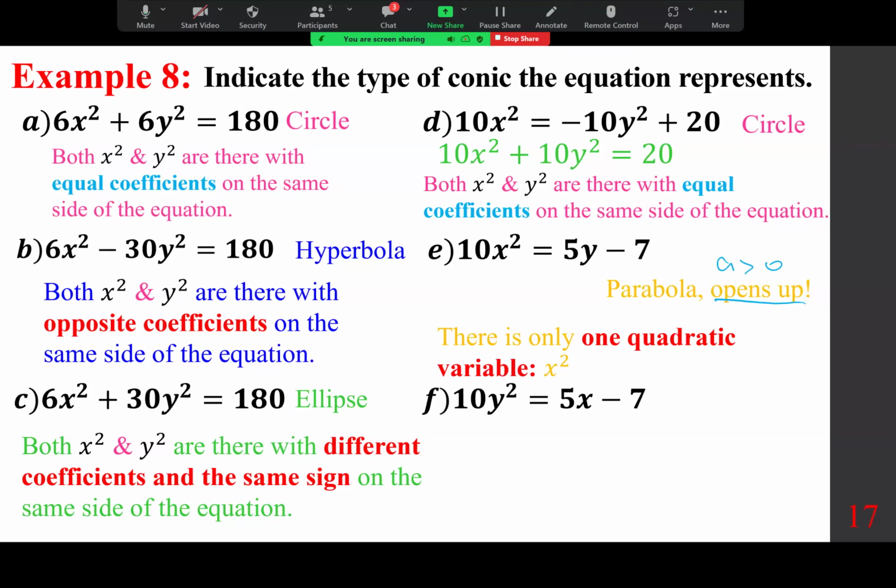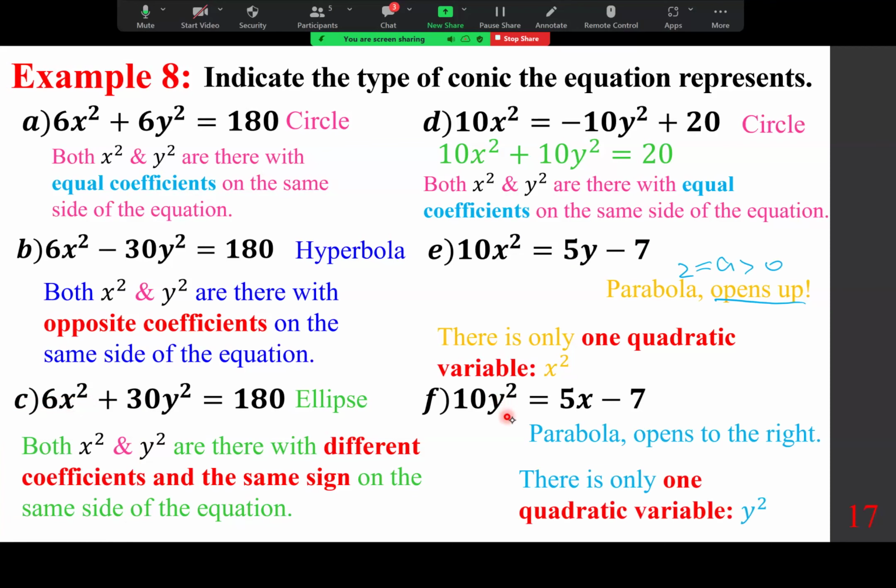In fact, if you move the 7 and divide by 5, A becomes 2. And when y has degree 2, it opens sideways. In this case, it opens to the right, again because A is positive. There's only one quadratic variable.